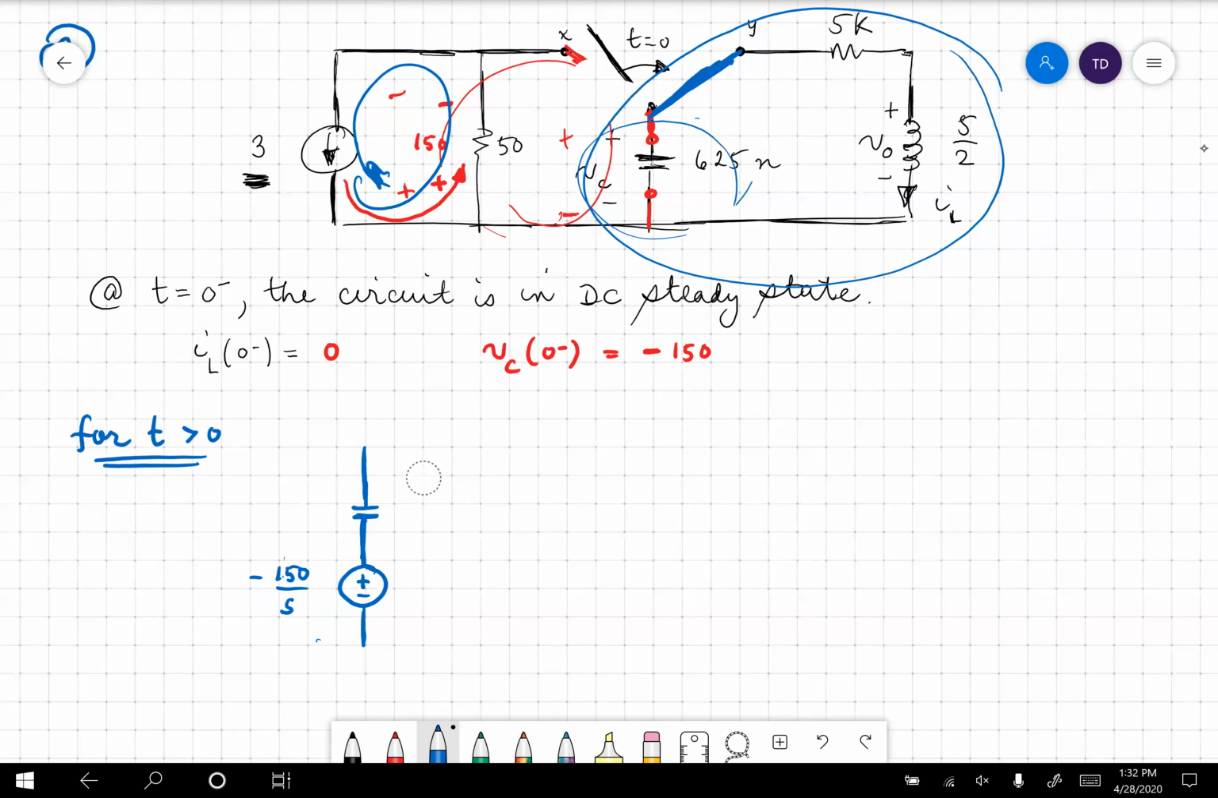So it's going to be that. 1 over CS, it's a little bit of an ugly number. Let me just punch this in my calculator here on my computer. So I have 625 nano. So 625 minus 9, and then do the inverse of that. And that's an ugly number. So right now, let's leave it at 1 over 625 nano S. It's still a pretty big number.